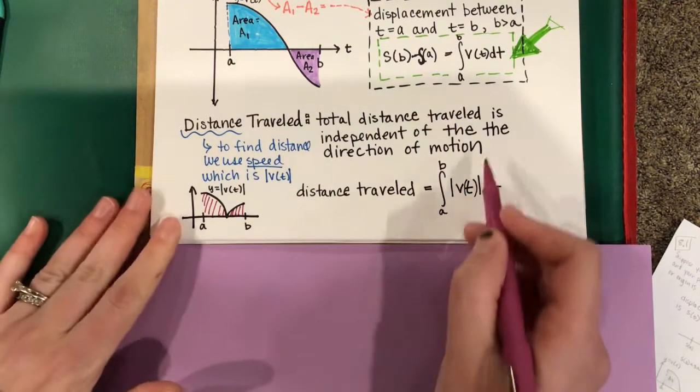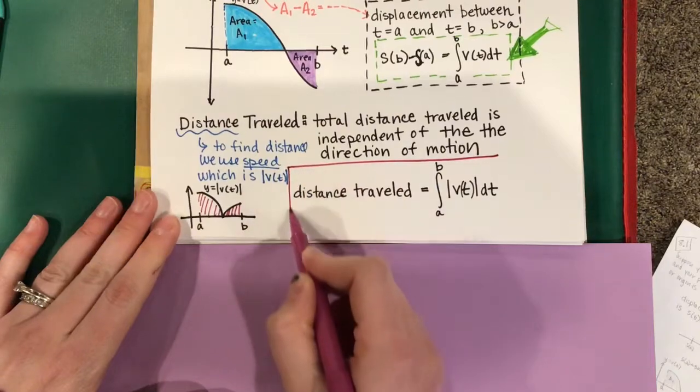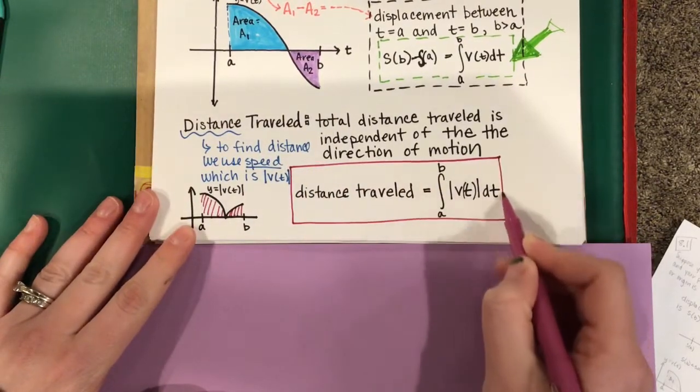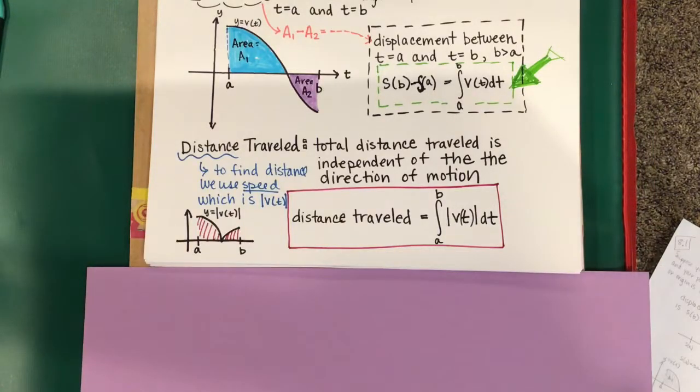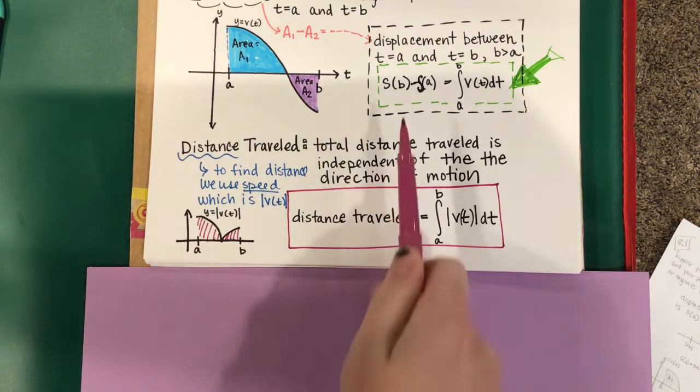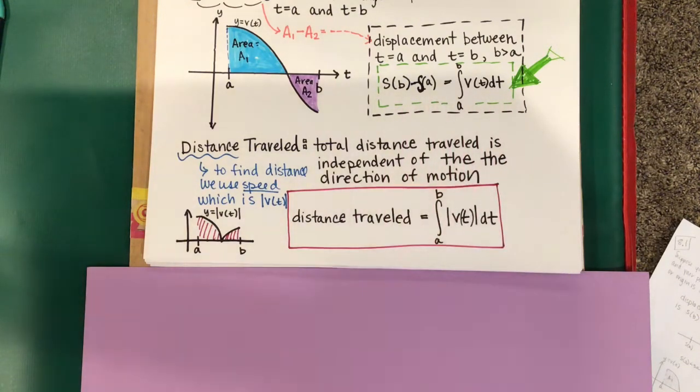So these two facts are important. And you've seen these before, but I wanted to make sure that you guys had an understanding of the difference between displacement and its two equivalent forms, the difference between the displacement and your distance traveled, and how we can calculate those.